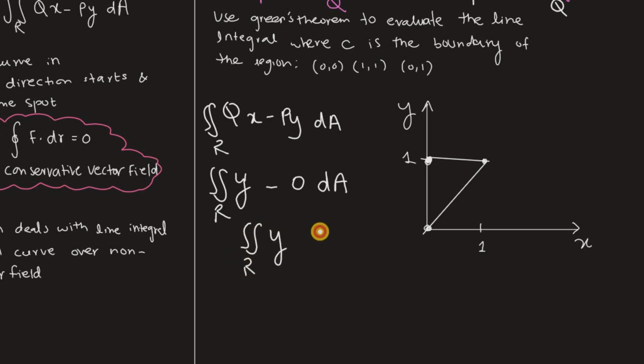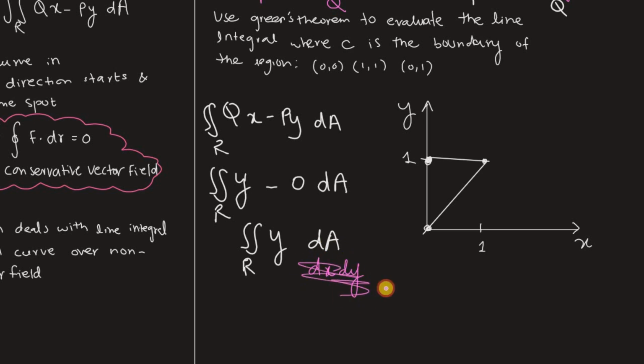Now we need to figure out our region in order to find the double integral. Okay, and for this the graph is going to help us. You can go in the dx direction first or in the dy direction first.